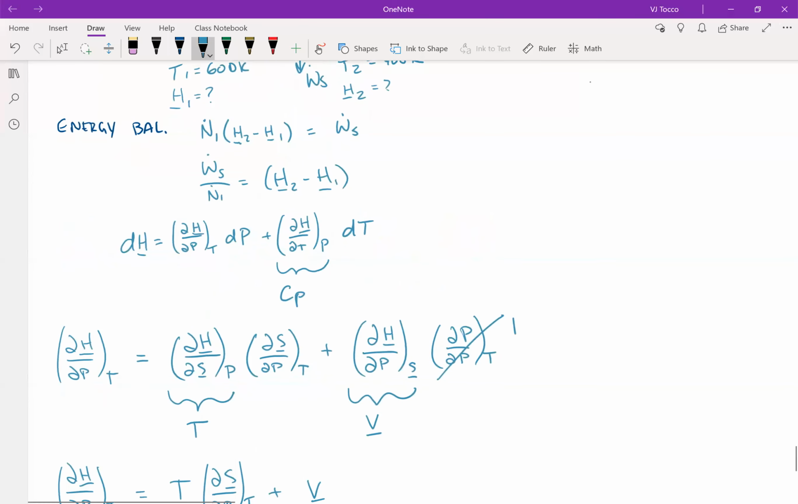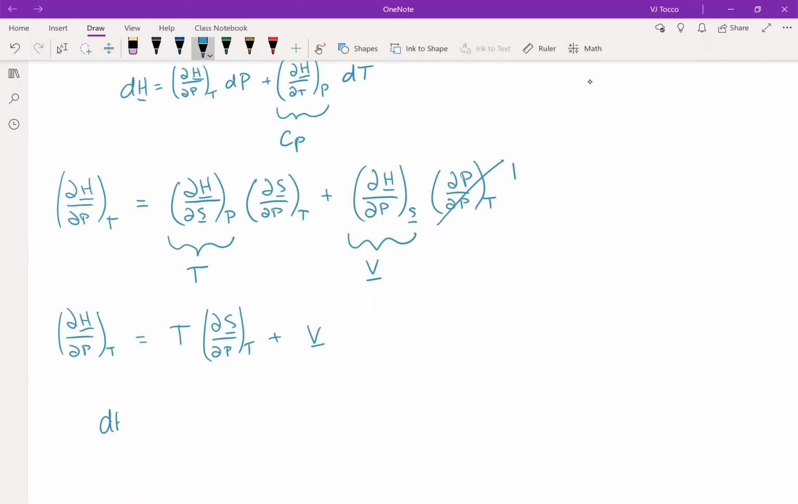All right, now I can plug that whole thing into my expression. So I can say that dH is all of this stuff, this entire term, times dP, and then plus Cp dT. So it's Cp dT plus, in brackets, V plus T (dS/dP) at constant T, close brackets, times dP. All right, now from here, what I could do is to integrate everything.